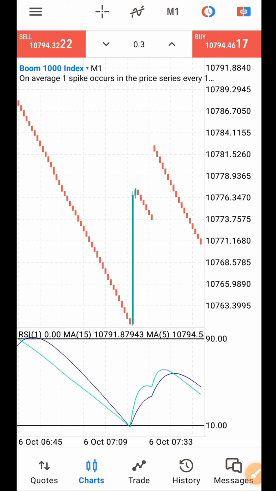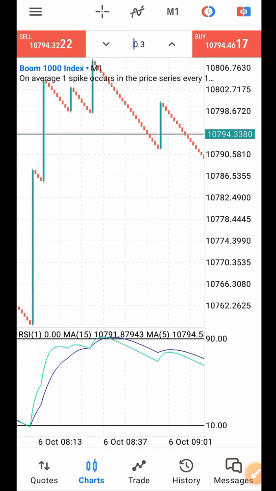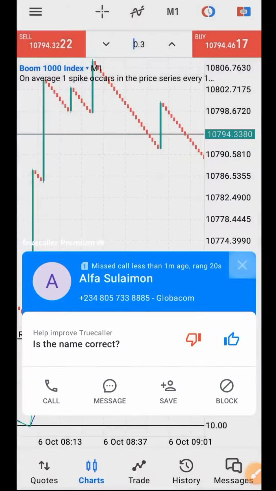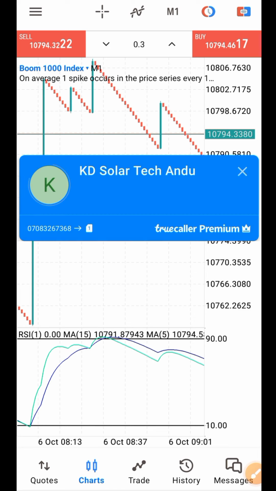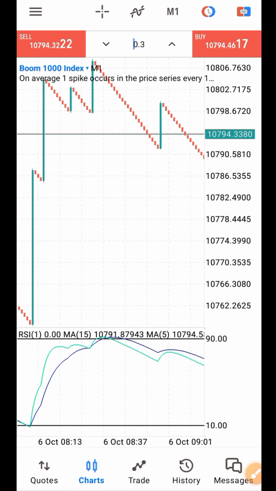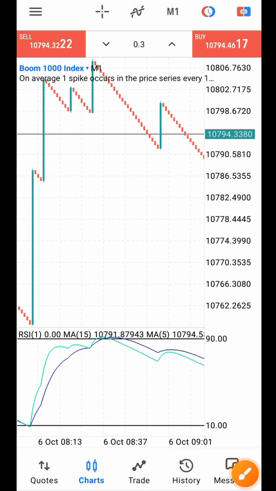So let me explain how to trade against the spike. The same thing. Once price comes to the 90 level and the fast EMA, which is the green, crosses the blue, which is the slow EMA, once the cross happens above the 90 level or at the 90 level, you are good to sell. Just count your five candles. Five candles, guys. You know your account is small, so you don't want to stay long. You don't want the spike to carry your profit.